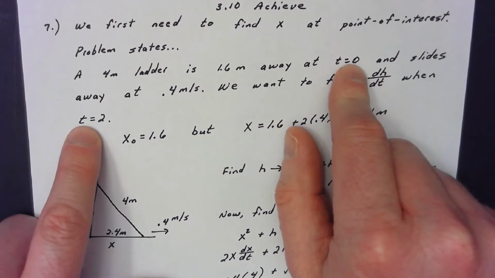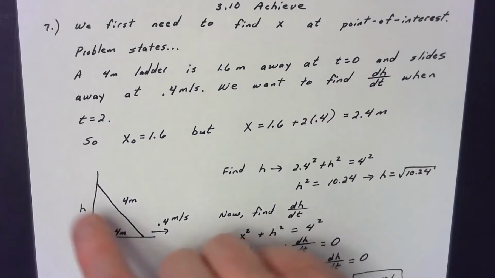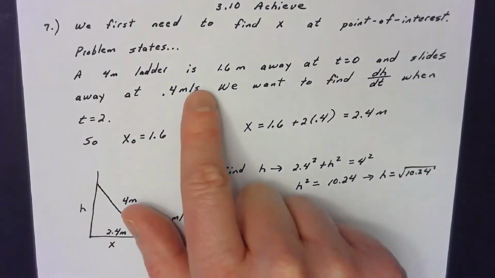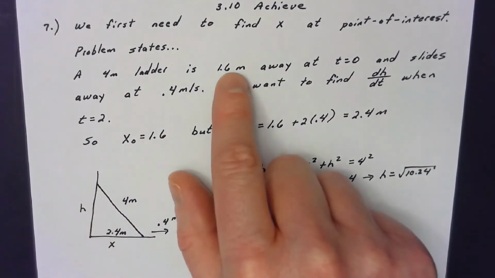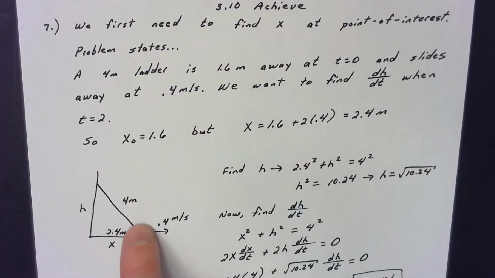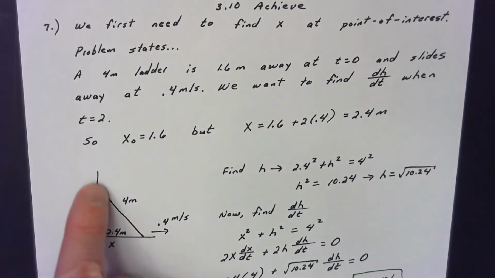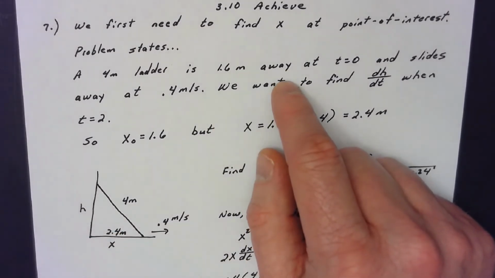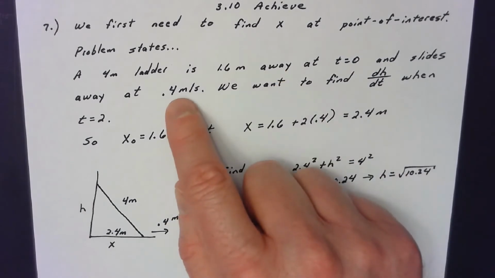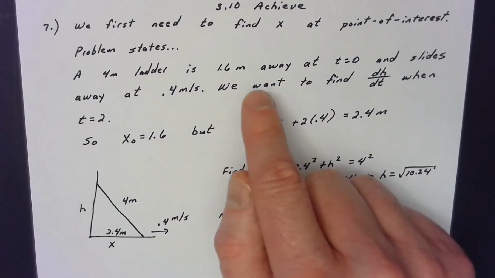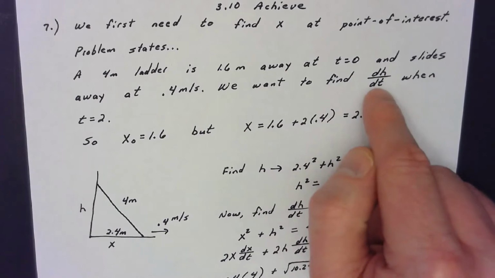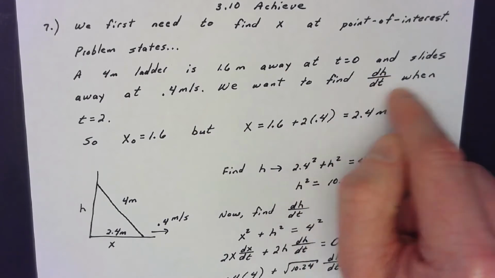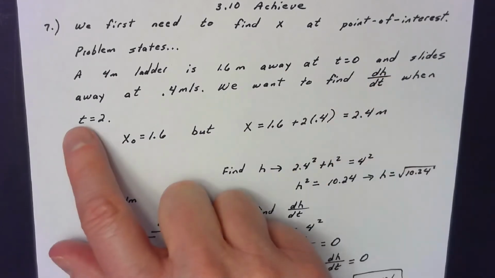So what we're told in this problem is that we have a 4-meter ladder that's initially 1.6 meters away from the wall. So initially the base of the ladder was only 1.6 meters away. But then it's sliding away from the wall at a rate of 0.4 meters per second. You're supposed to find the change in the height with respect to time at 2 seconds.